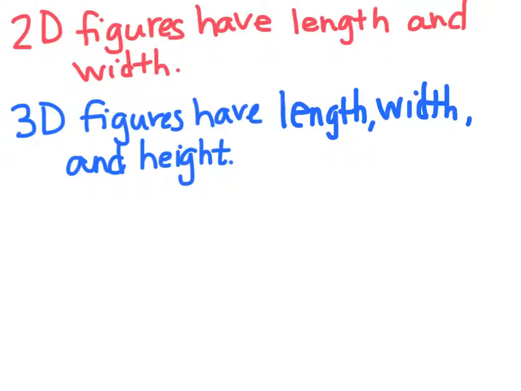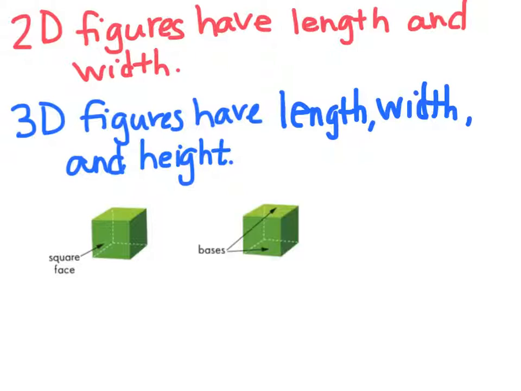Let's look at some examples. This is a cube. Its faces are flat surfaces. Each face is a square formed by 4 sides of equal length. The sides of each square are line segments. The cube also has 2 bases. The top and the bottom faces of a solid are called the bases. The base of a cube is also a square.